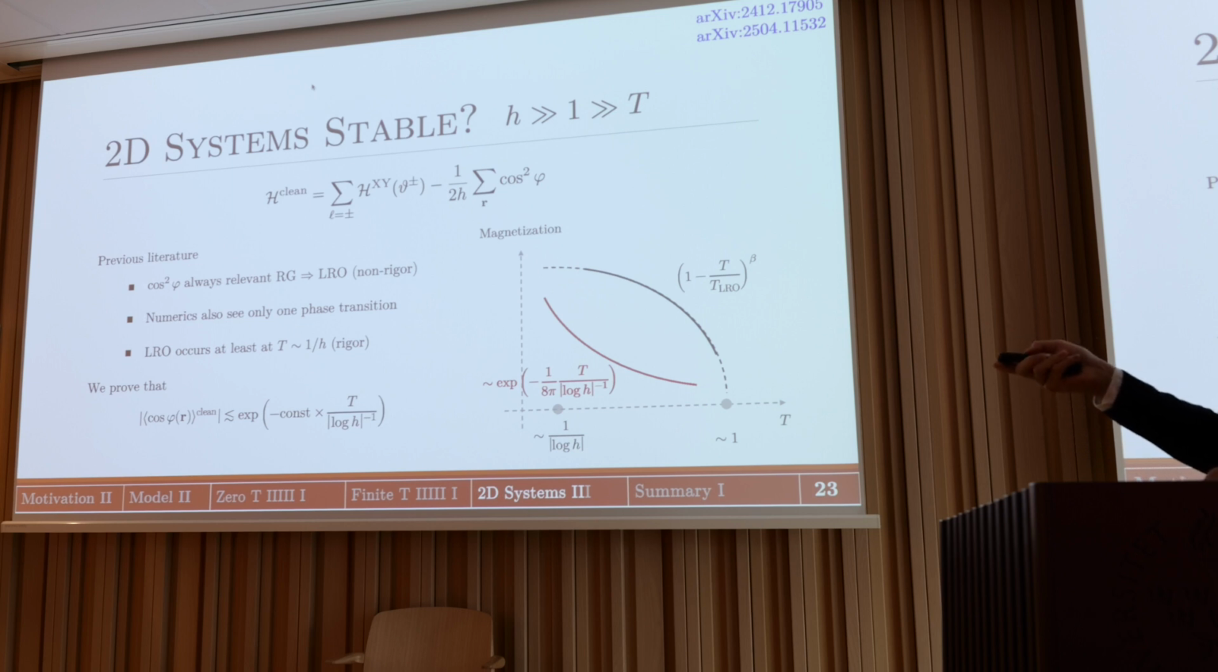Oh, because people have previously studied this clean Hamiltonian. So each XY model is on a 2D system, and then there's weak interlayer interaction. So this system people have studied relatively well. Is phi plus minus phi minus? Yes, it's the difference.